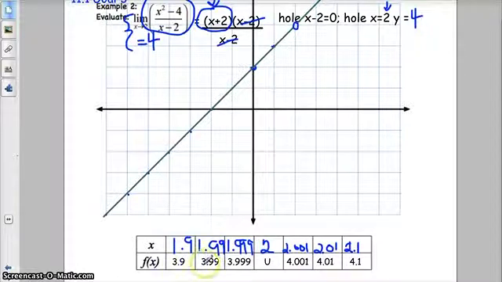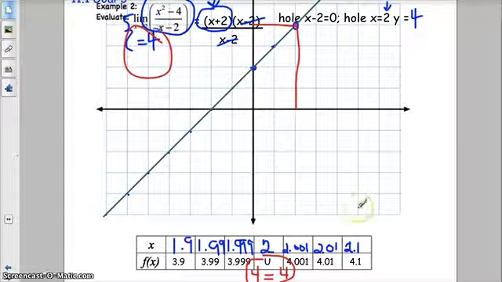3.9, 3.99, 3.999. It looks like we're getting really close to 4. From the right, 4.1, 4.01, 4.001. We are getting really close to 4. So from the left and from the right, the limit is approaching the same value. Those two y values are equivalent, so we're able to pinpoint one y value. Here x is 2, y is approaching 4. So our limit is 4.